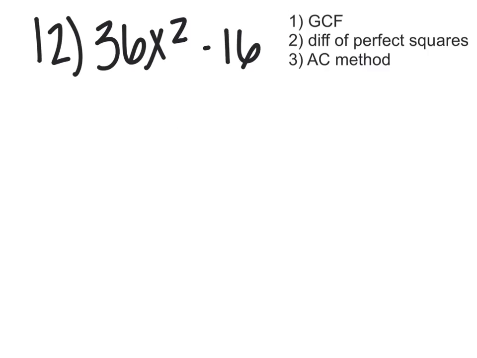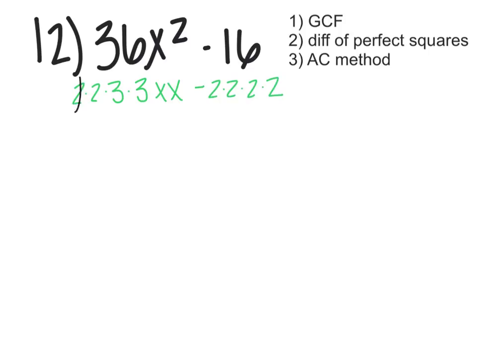Number 12, I have 36x squared minus 16. So first thing I'm going to do is look for a GCF. Well, just thinking about this, I know both 36 and 16 are divisible by 2 for sure. So I'm going to go ahead and prime factor both of them. 36 is 2 times 2 times 3 times 3, and then 2 x's. 16 is going to be 2 times 2 times 2 times 2.